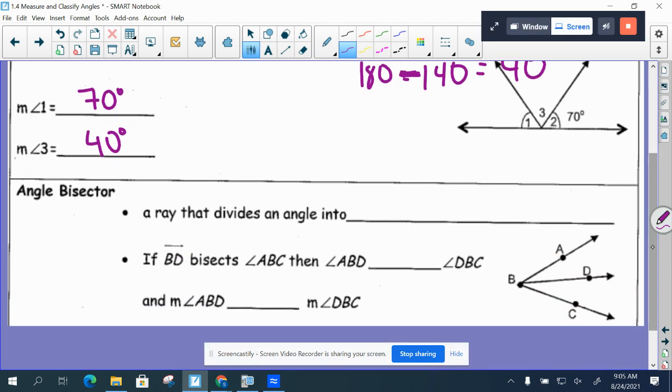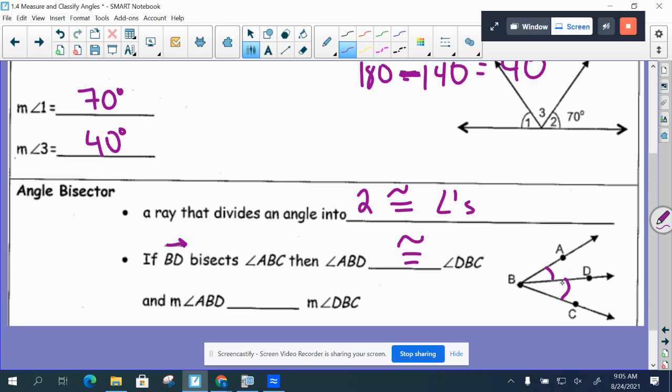All right, an angle bisector. Similar to a segment bisector, which is anything that cuts through a segment at a midpoint, an angle bisector is a ray that divides an angle into 2 congruent angles. There's not a midpoint of an angle, but we can say that it bisects it. So if ray BD bisects angle ABC, then angle ABD, this angle right here, is congruent to angle DBC.